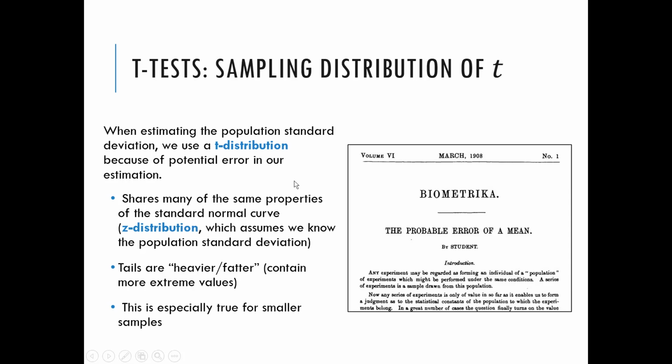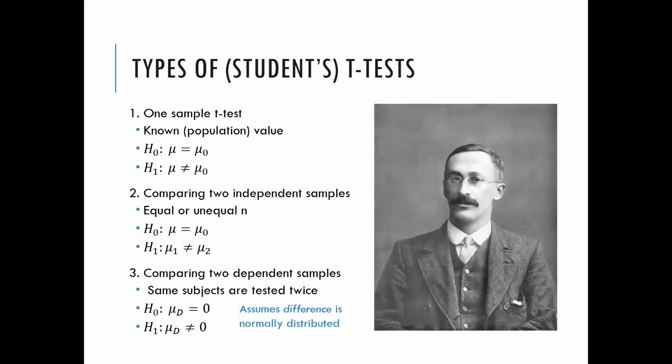The t-distribution shares many of the same properties as our standard normal curve or the z-distribution. The difference is the z-distribution assumes that we know the population standard deviation. And for a t-distribution, the tails are heavier or fatter, so they contain more extreme values on the left and the right. And this is especially true for smaller samples. I think in the pre-recorded lecture, I showed a graph where you could see the z-distribution, and then you could see the t-distribution for increasing sample size. And so when we get to a very large sample size, it starts to look a lot like the z-distribution.